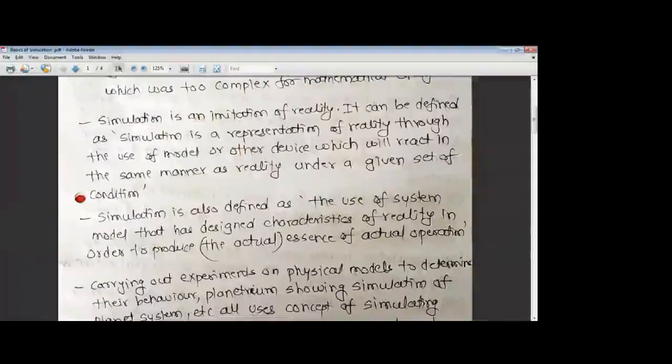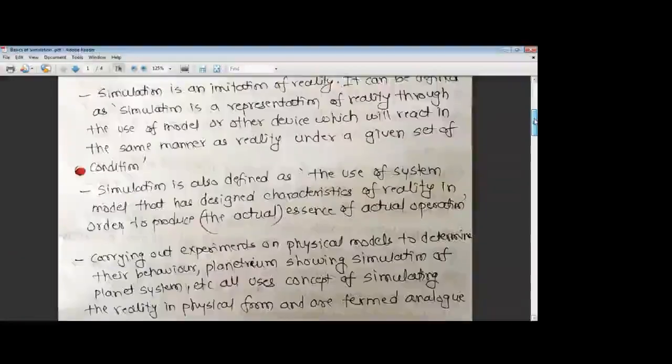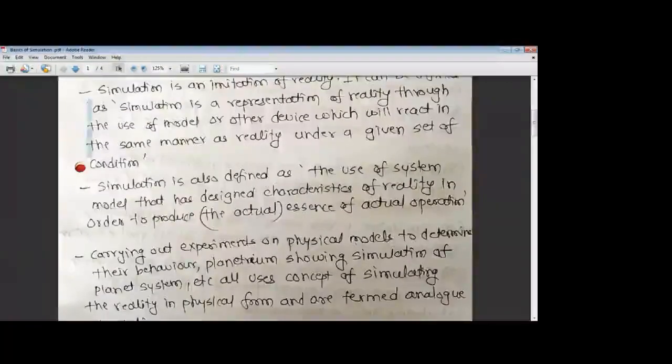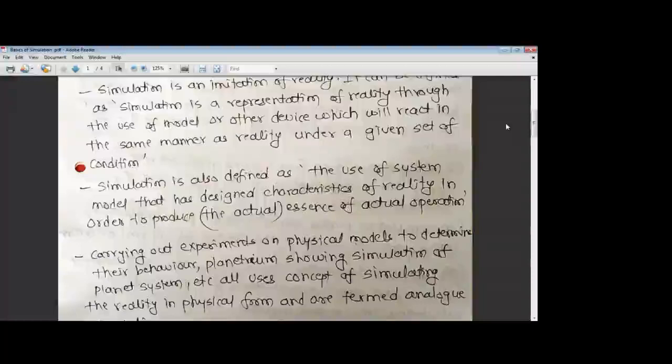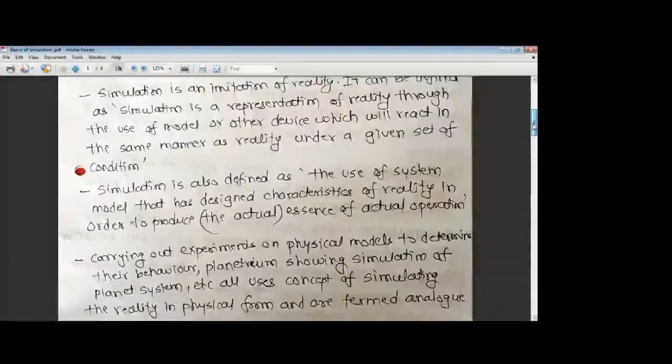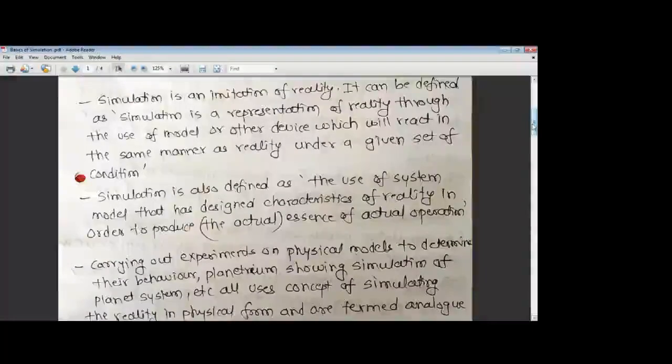Now, if we try to define this, a simulation is a representation of reality, right? It is the representation of reality through the use of a model or other device which will react in the same manner as reality under a given set of conditions. There are many problems in which we cannot directly experiment at the site level. So we have to go for something which represents reality.